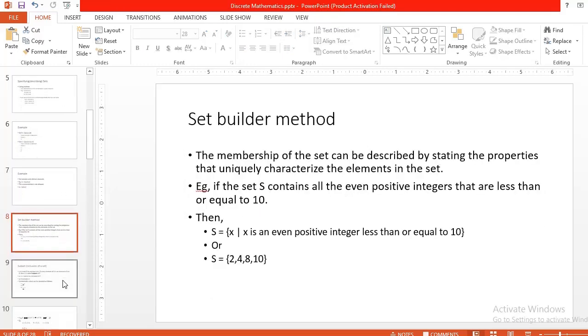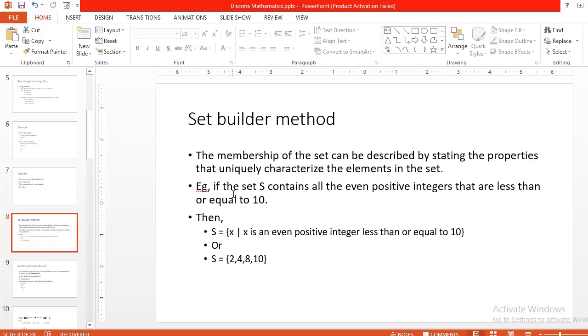Next, our first method is the set listing method, and another method is the set builder method. How can we denote a set by using the set builder method? The membership of the set can be described by stating the properties that uniquely characterize the elements in the set. By using this property, you can define your sets.